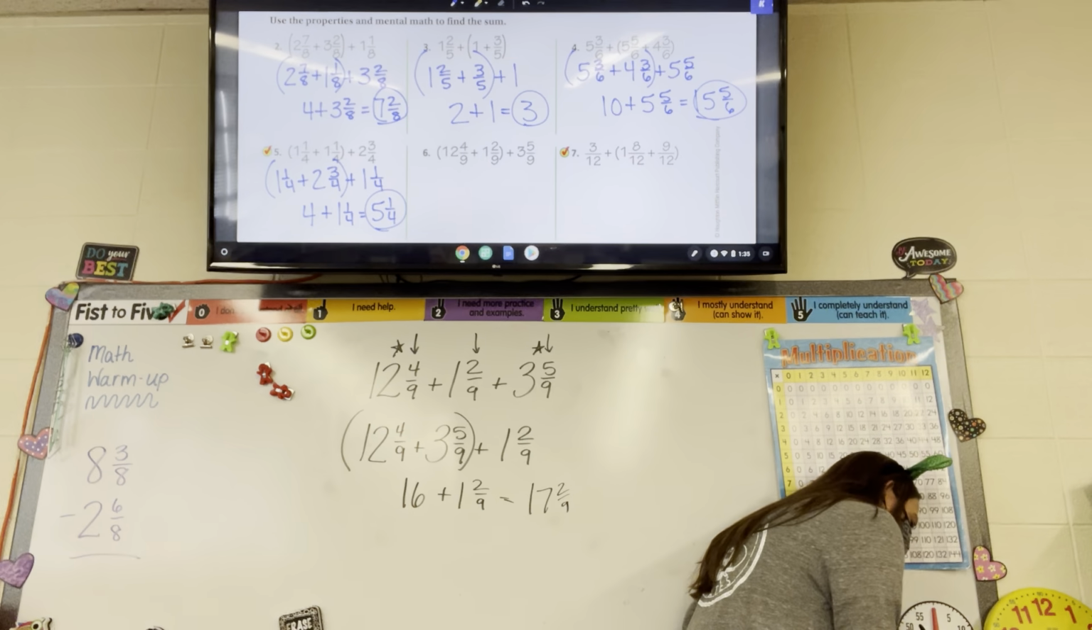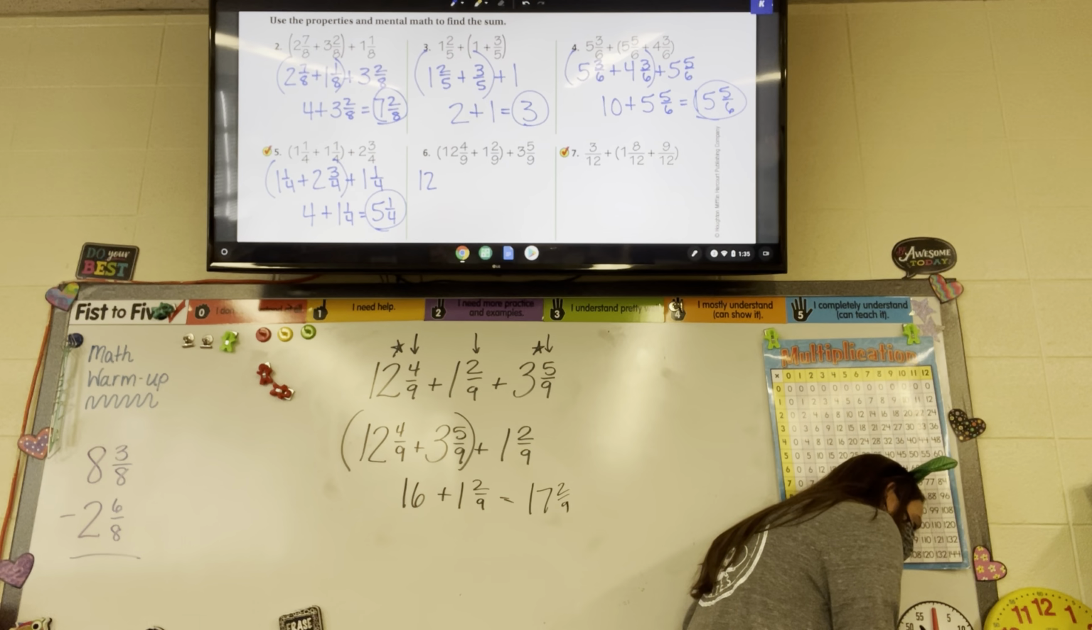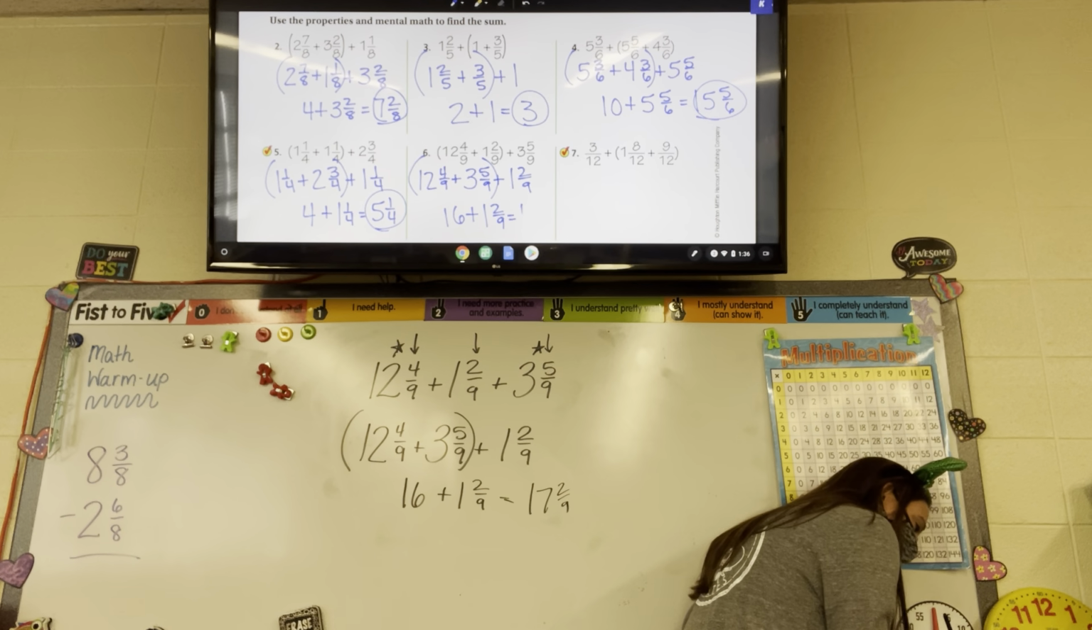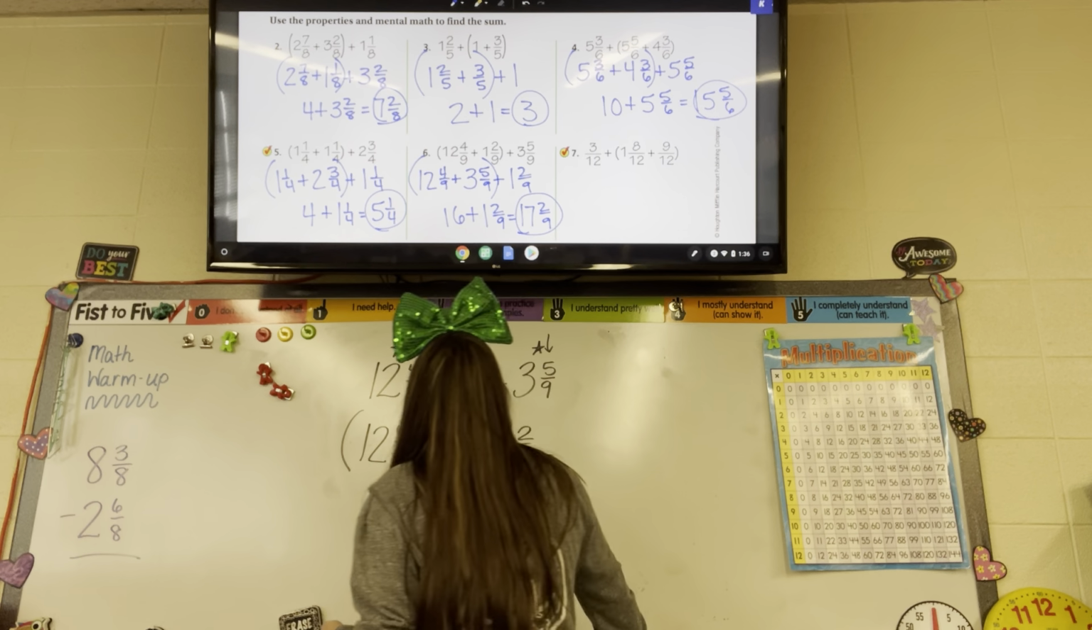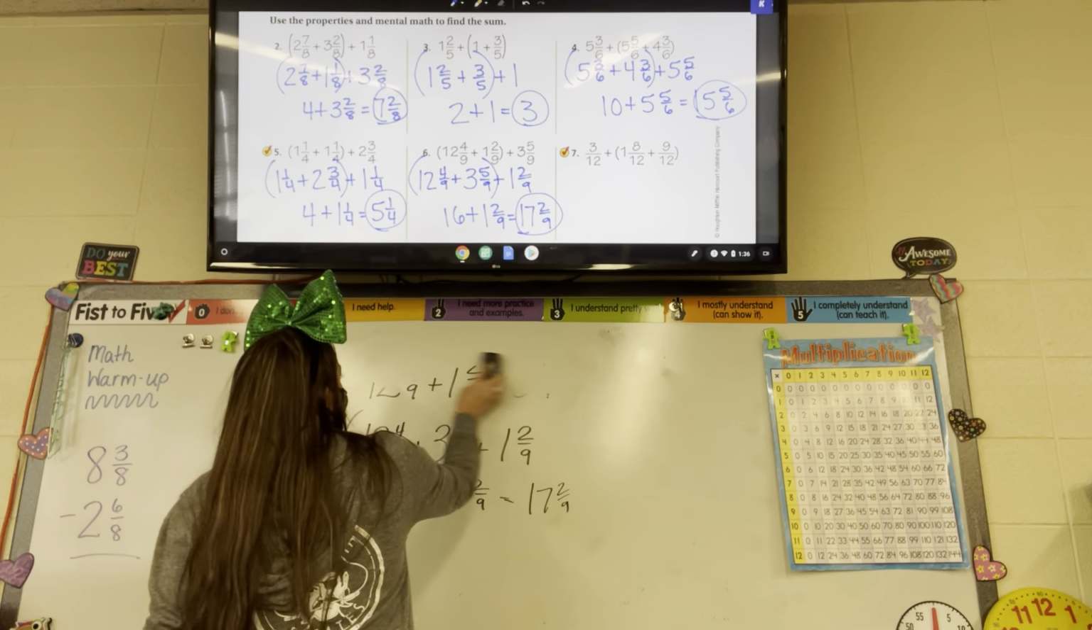Write this down. 12 and 4/9 plus 3 and 5/9 plus 1 and 2/9. Parentheses around the first two, which add up to be 16. Plus 1 whole and 2/9 equals 17 and 2/9. Easy. Okay. Zane, this one's for you.